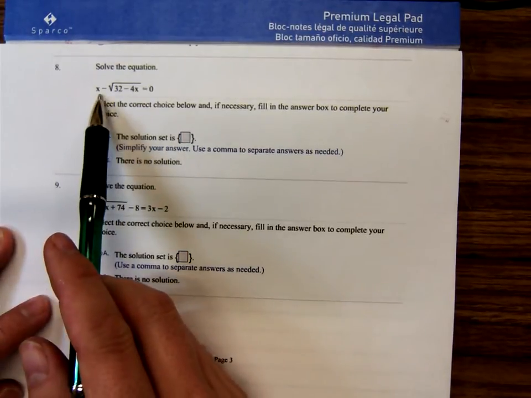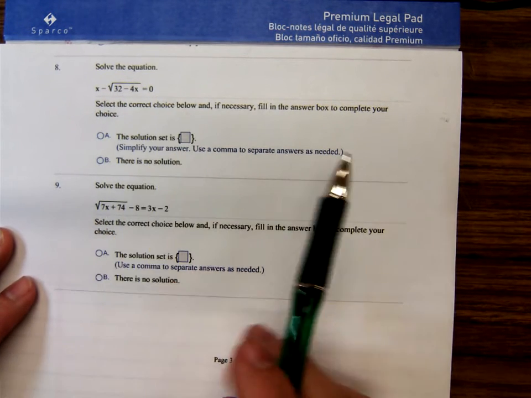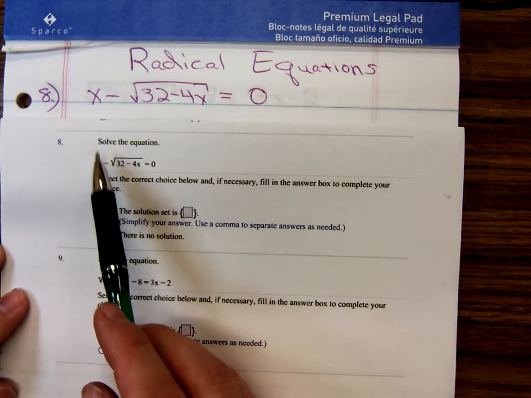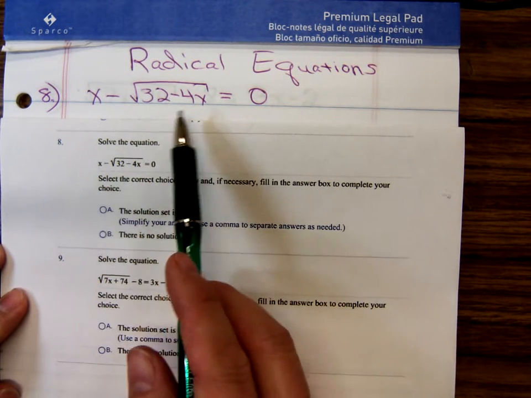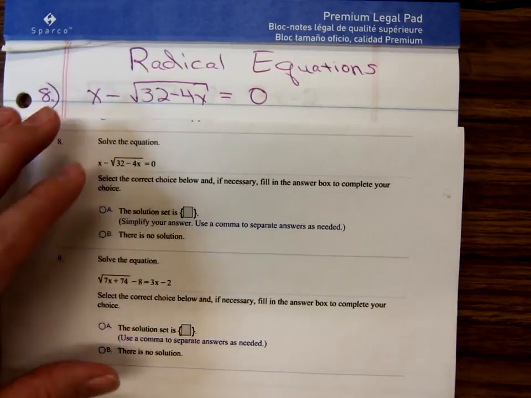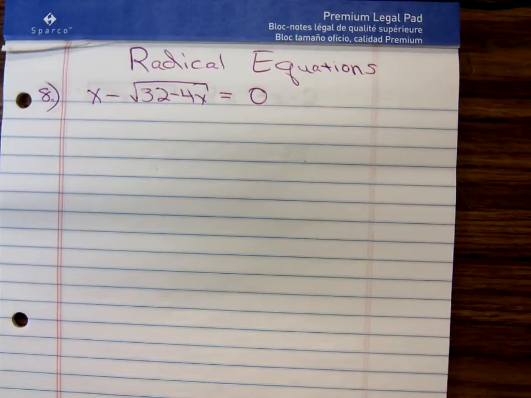Here's the equation. Solve the equation x minus the square root of 32 minus 4x equals 0. And I've written it down here already. Let me make sure I didn't miscopy. X minus, okay, that's the right equation. We have a square root. So what power are we going to have to raise both sides to get rid of that square root? A square. So to undo a square root, we'll have to square both sides.